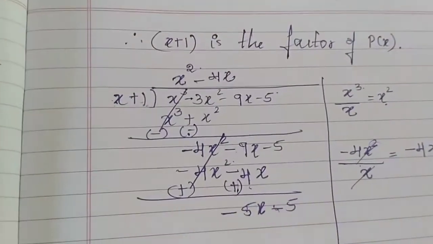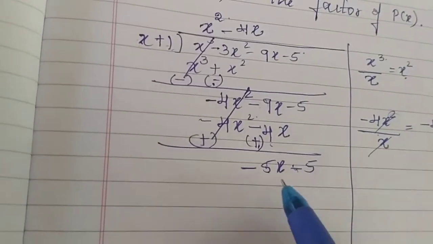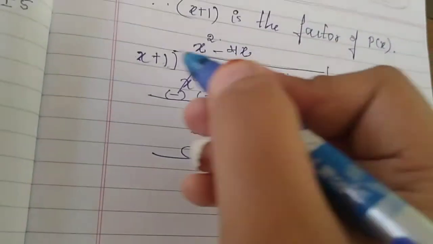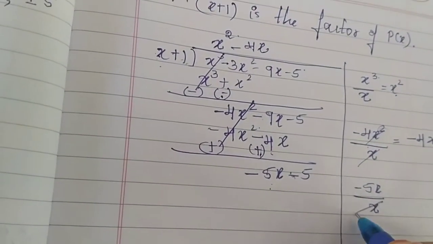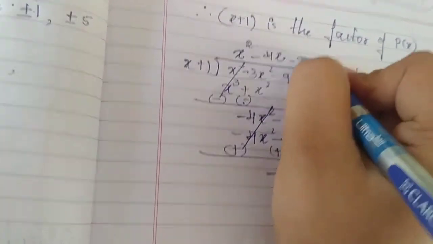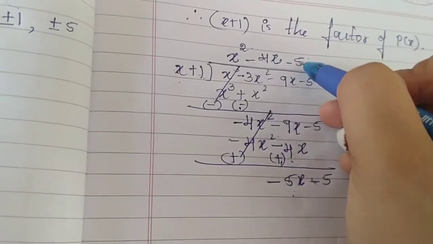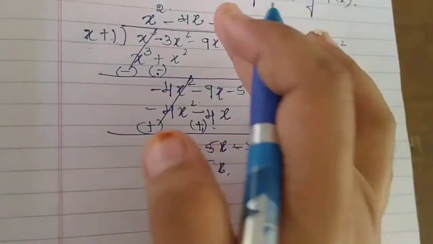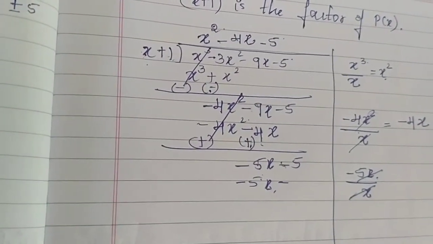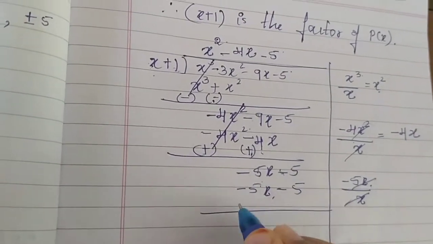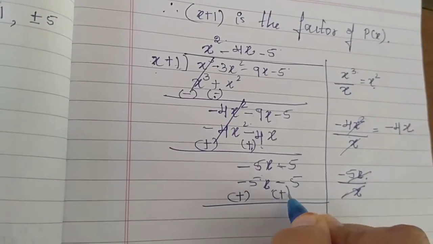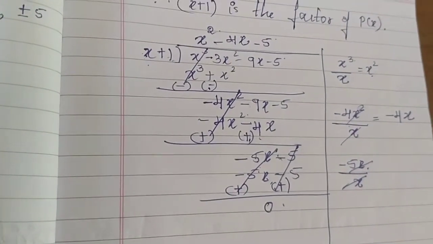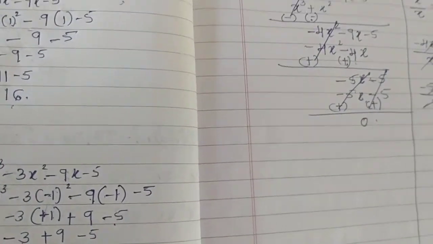Again the similar procedure: here the first term of the dividend is minus 5x, that divided by the first term of the divisor. X and x will get cancelled, so what is remaining here? Minus 5. So this minus 5 multiplied by the x, minus 5x, minus into plus is minus, 5 ones are 5. So here plus, cancel, here also cancel, so what is remaining? 0.